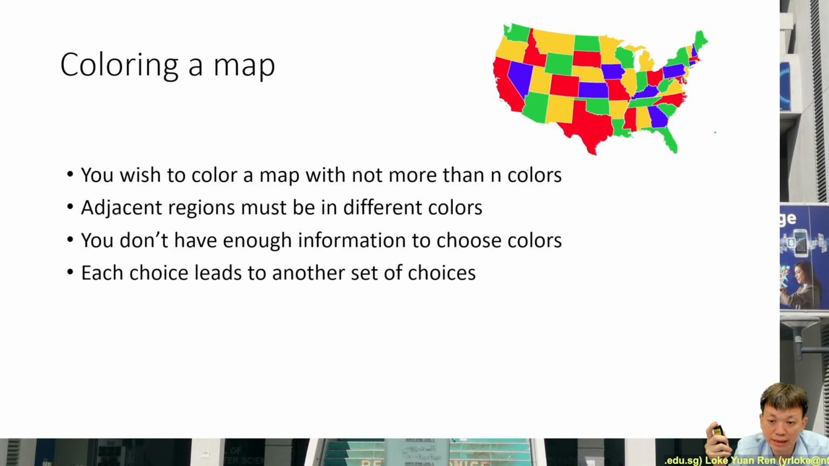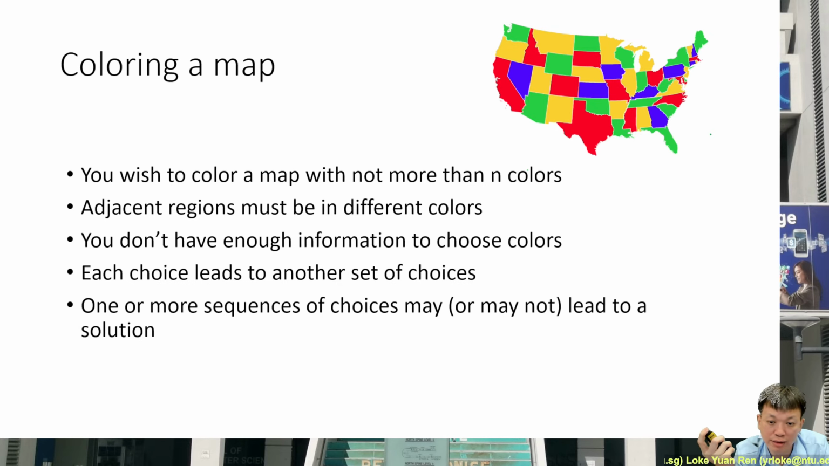So each choice will lead you to another set of choices. Every time you color one region, then for the following uncolored regions, you have a set of options. Maybe for this example, I have 1, 2, 3, 4. Maybe you have one choice, maybe you have 4 choices. But you don't know which one is the correct answer. You can only try. So there are many possible sequences, and you can only try each of them.